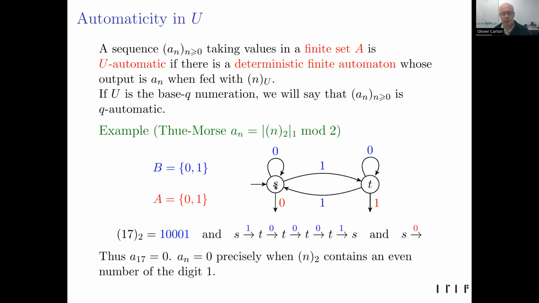S, we can read 1 by going to T, and then using the self loop on T with 0, we can read the 3 zeros in a row. And then reading again 1, we can go back to S. And then the output in S is 0, which means that a_17, sorry, is 0. And of course, because the number of ones is even in 10001.